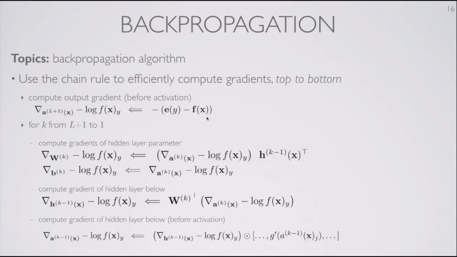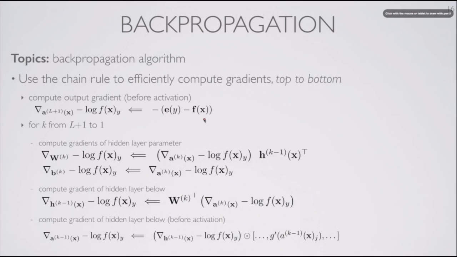And so if you think about the subtraction of these two things, well, for the class that's the correct class, I'm going to have 1 minus some number between 0 and 1, because it's a probability. So that's going to be positive. So I'm going to increase the probability of the correct class. And for everything else, it's going to be 0 minus a positive number. So it's going to be negative. So I'm actually going to decrease the probability of everything else. So intuitively, it makes sense. This gradient has the right behavior.